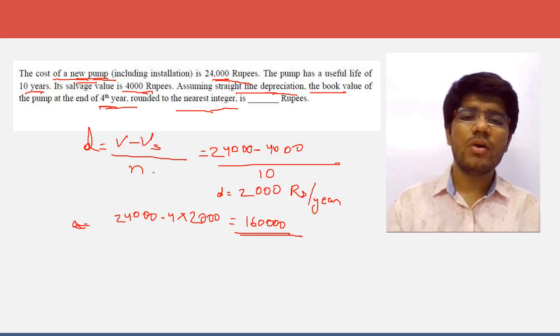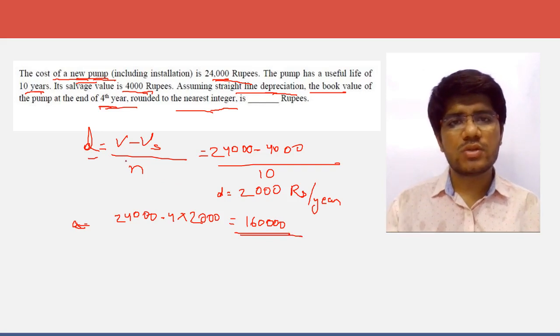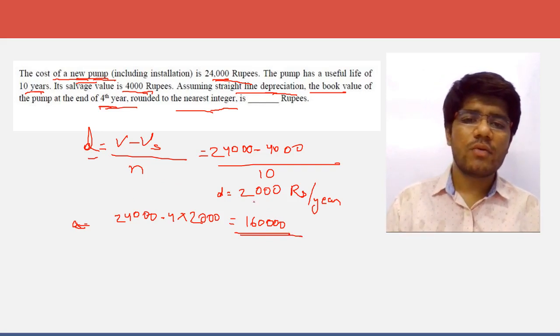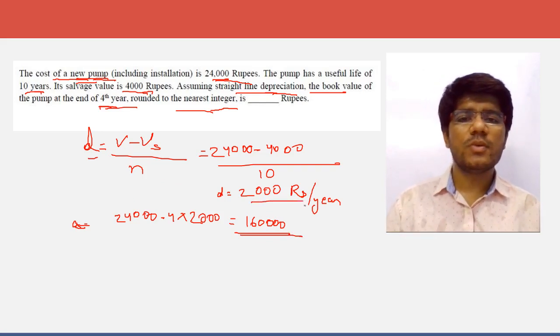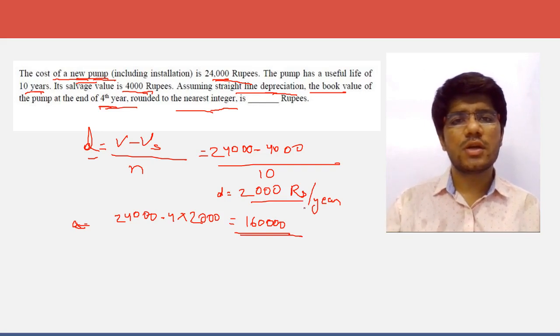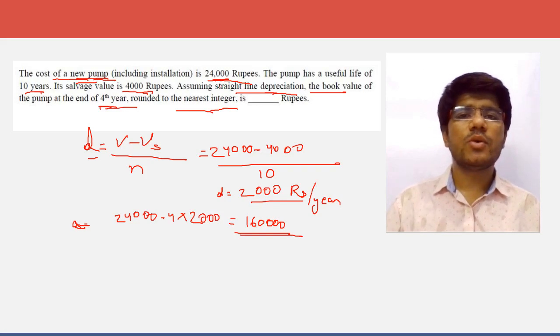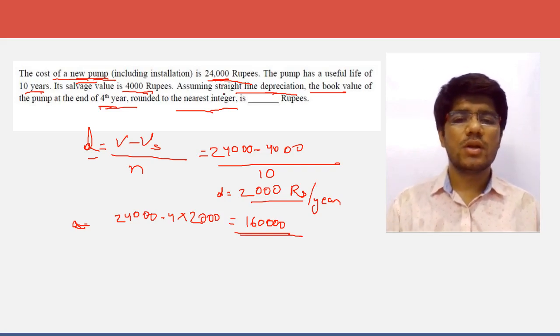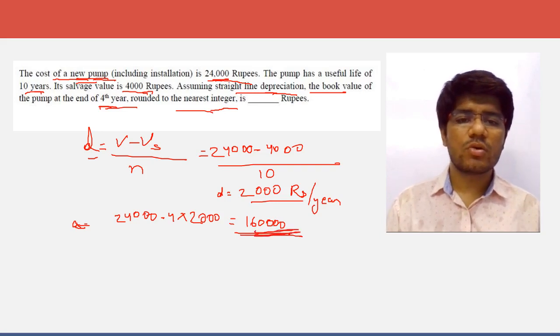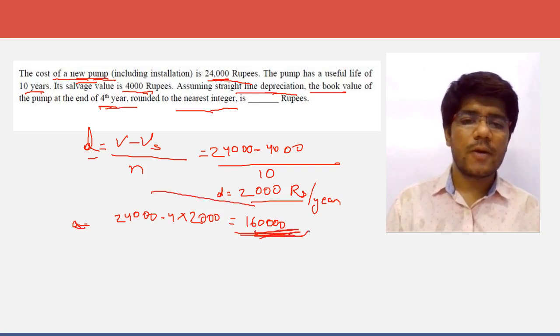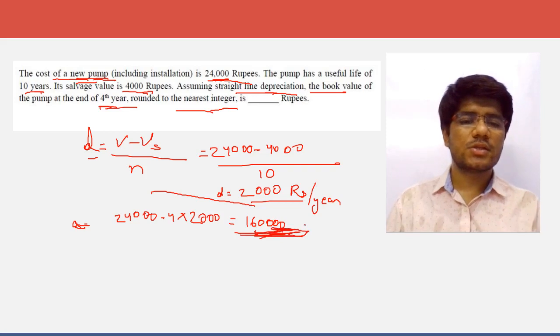What we did, we found the depreciation, how much the value is decreasing every year, and we found it to be 2,000 rupees. So every year the pump cost is decreasing by 2,000 rupees. Today it is 24,000. So after 4 years it will be 24,000 minus 4 into 2,000, which is equal to 16,000 rupees. So that's it for this question. The answer is 16,000 rupees.